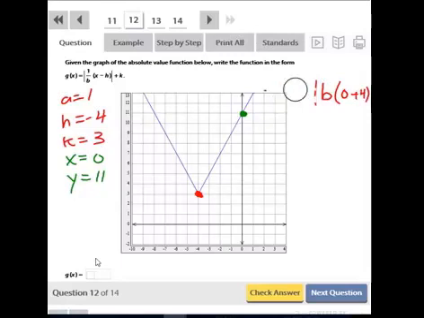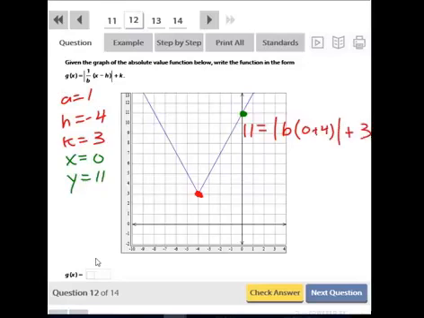Let's write this somewhere where it'll fit on the screen. Let's go over here. 11 equals absolute value b(0 plus 4), close it, and then the k is 3 on the outside. And let's solve for b. 0 plus 4 is 4, so I get 11 equals absolute value of 4b plus 3.